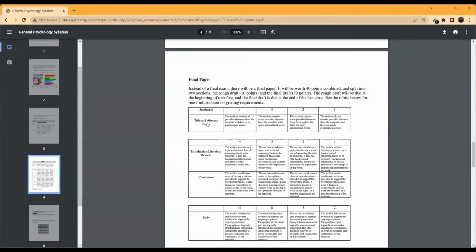So when you write the final paper, you are going to aim towards the highest point possible and cover what the teacher is looking for.